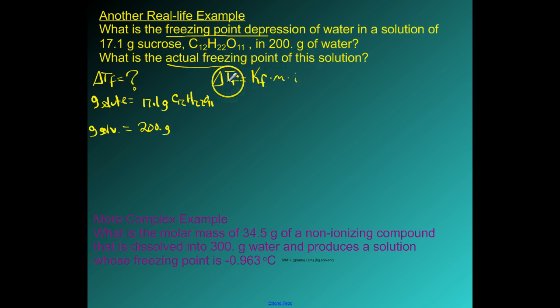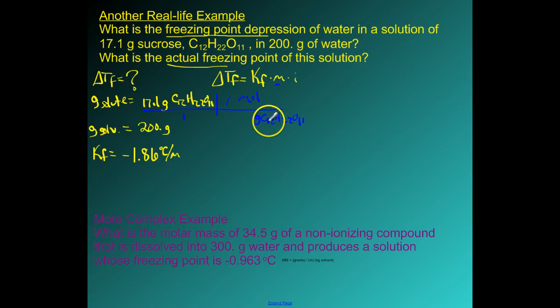To find the Kf value, I look at a table because it is a constant, so that I am given the Kf of water at negative 1.86 degrees Celsius per mol. My molality, I need to convert here, so I will simply set up to solve for m. I'm going to set up a simple conversion to convert my grams of solute into moles. So I have grams of C12H22O11, and I'm going to 1 mole of my sucrose.